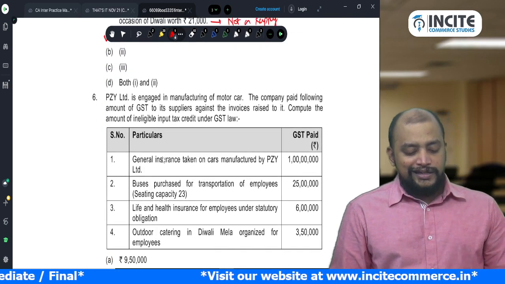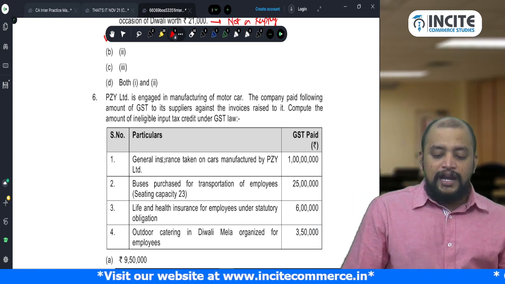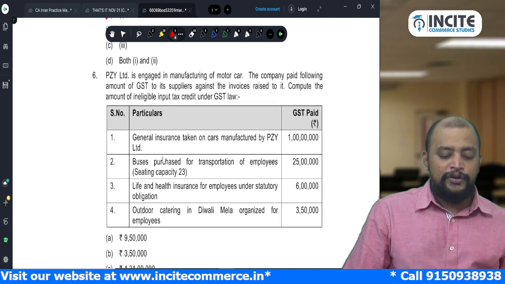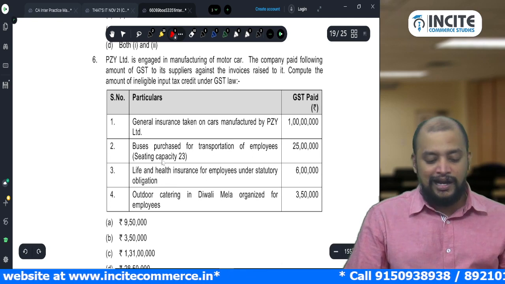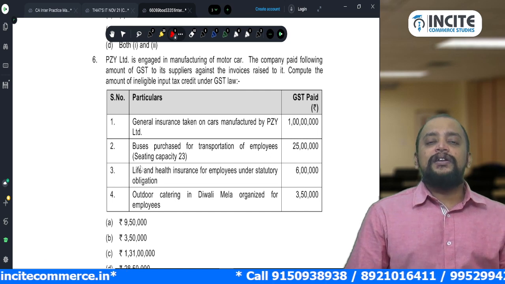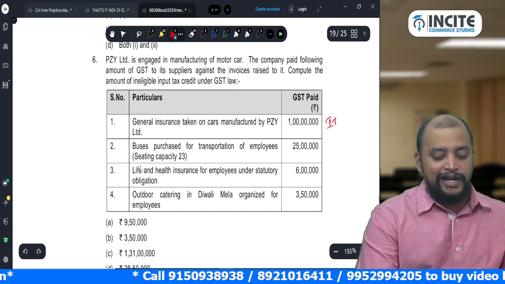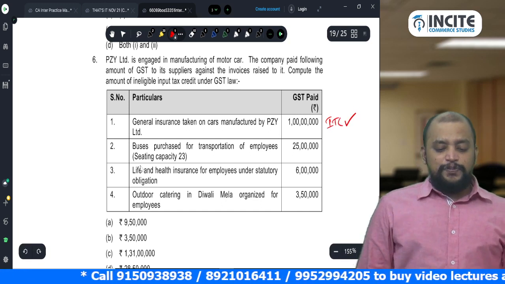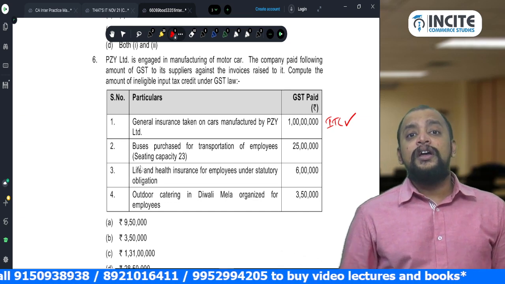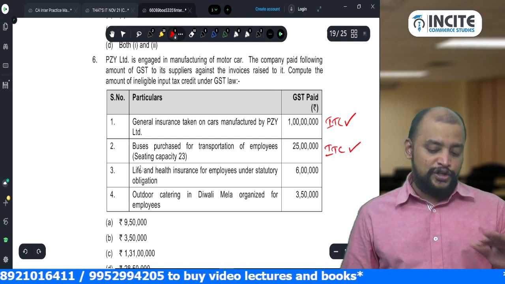Okay. Next, PZY Limited is engaged in manufacturing of motor car. The company paid the following amount of GST to its suppliers against the invoices raised to it. Compute the amount of input tax credit under GST law. General insurance taken on cars manufactured by PZY. So they are manufacturers, so whether ITC available or not? Yes, ITC available. Buses purchased for safe transportation of employees, capacity exceeds 13, which is not a blocked credit. If the capacity does not exceed 13, that is only block credit. Here it is not a block credit.